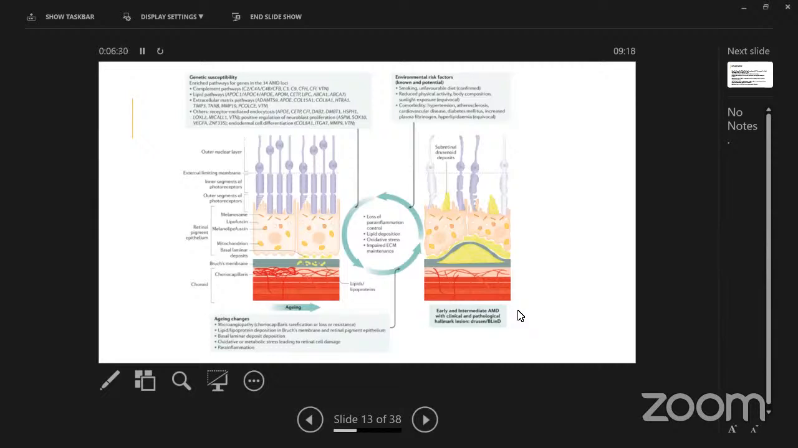The main factors, including the aging changes, the genetic susceptibility, and the environmental risk factors, cause a loss of para-inflammation control, lipid deposition, oxidative stress, and impaired ECM maintenance, which cause the basal laminar and the basal linear deposits, as we can see in the picture on the right-hand side.